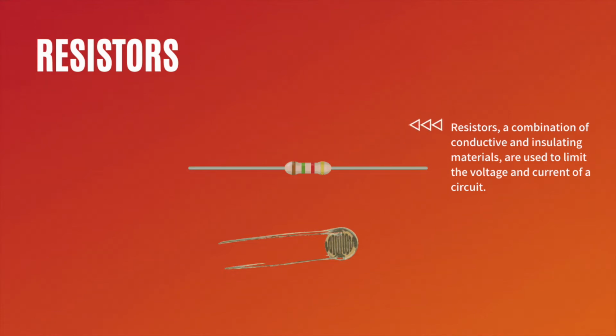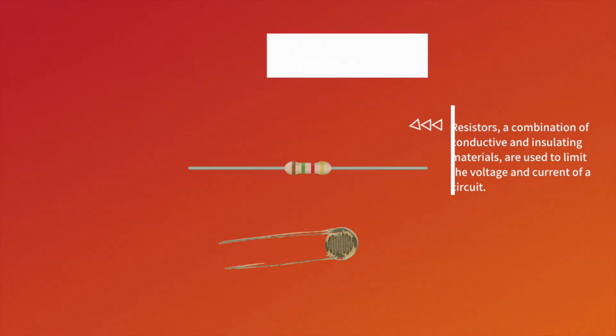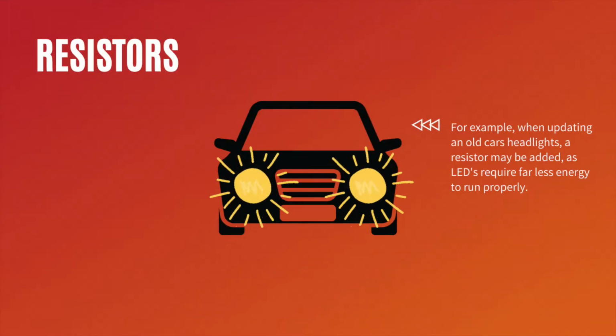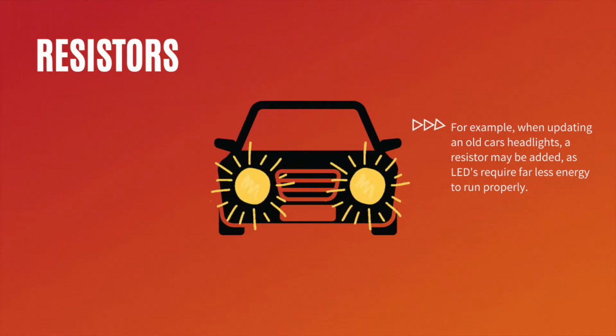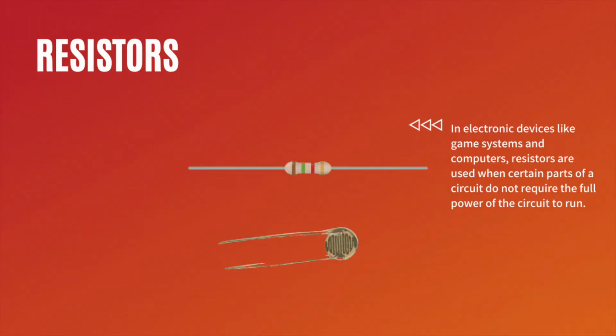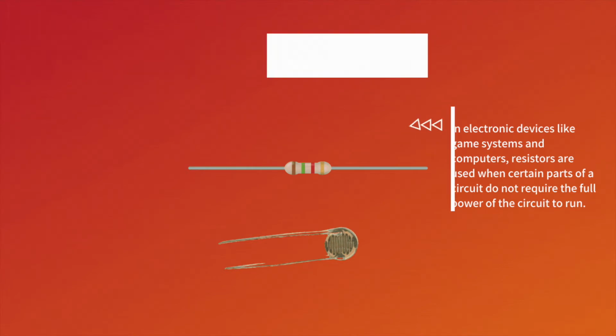Resistors, a combination of conductive and insulating materials, are used to limit the voltage and current of a circuit. For example, when updating an old car's headlights, a resistor may be added as LEDs require far less energy to run properly than conventional bulbs. In electronic devices like game systems and computers, resistors are used when parts of a circuit do not require the full power of the circuit to run.